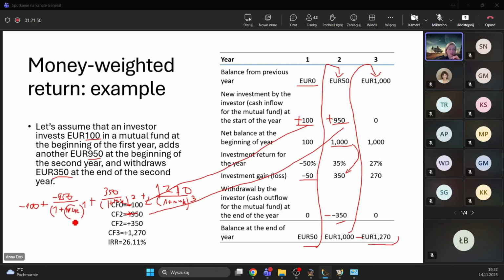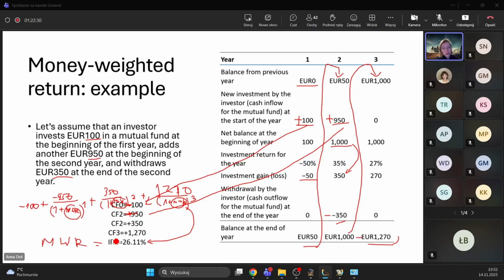And while solving for this unknown number, we will get our internal rate of return, which is actually the money-weighted return. The technique is the internal rate of return. However, in terms of returns on the investor's financial investment, this is not investment in building a factory. This is not investment in intangibles. This is financial investment. And in this case, it is called money-weighted return.